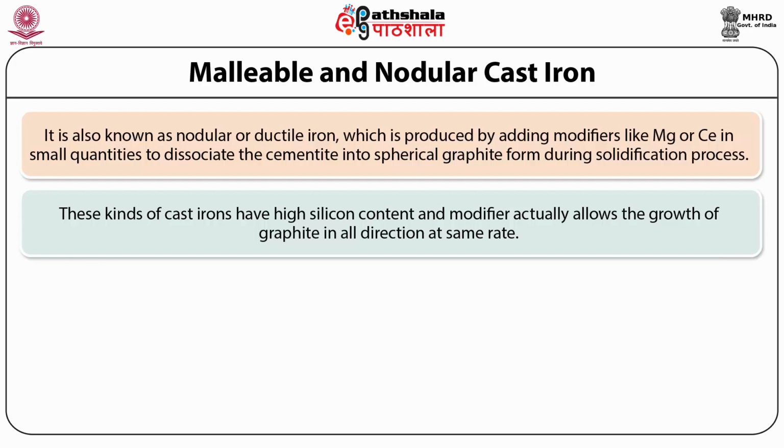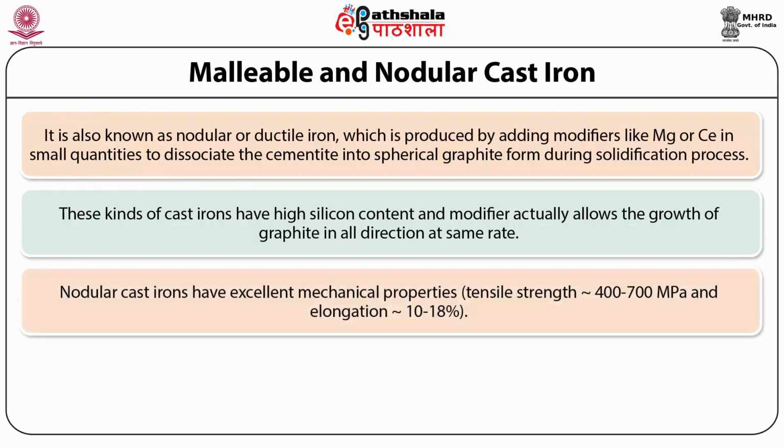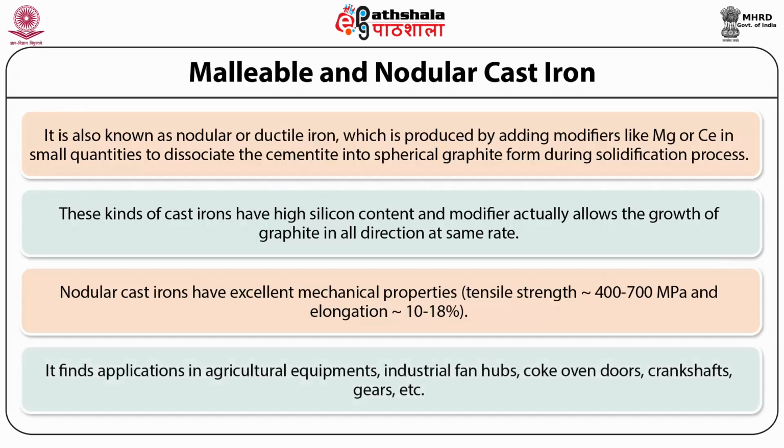at the same rate. Nodular cast irons have excellent mechanical properties, having tensile strength ranging from 400 to 700 megapascal and elongation around 10 to 18%. It finds applications in agricultural equipments, industrial fan hubs, coke oven doors, crankshafts, gears, etc.